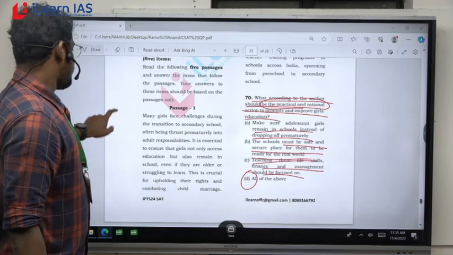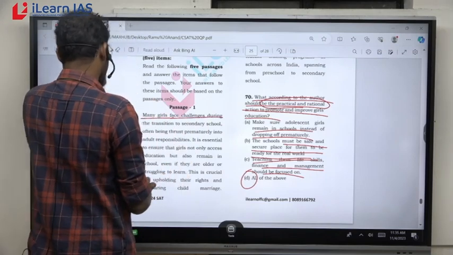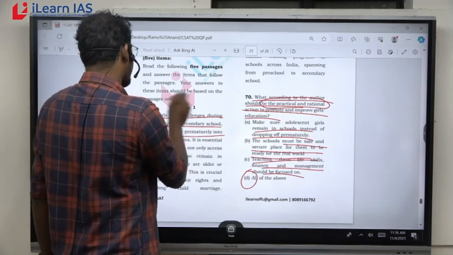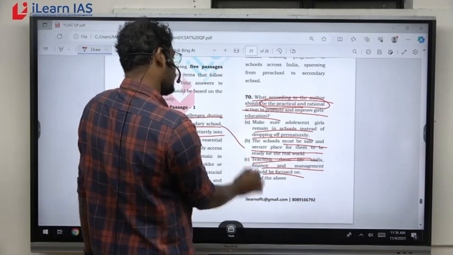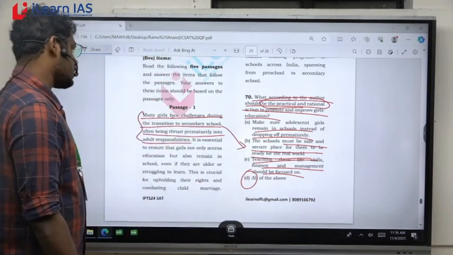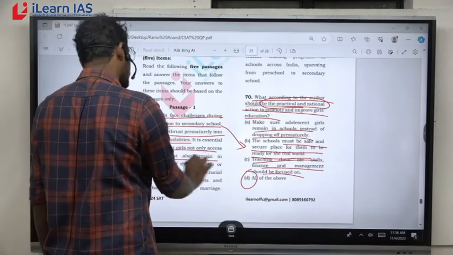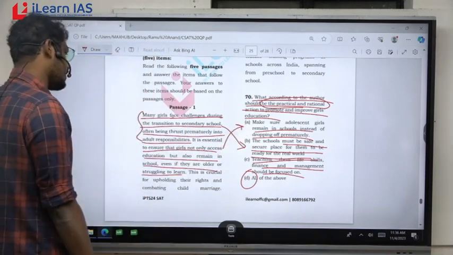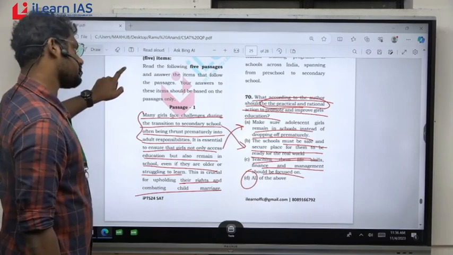Okay. The passage says many girls face challenges during the transition to secondary school, often being thrust prematurely into adult responsibility. Link with option B. Clear? Okay. It is essential to ensure that girls not only access education but also remain in school even if they are older or struggling to learn. Option A. This is crucial for upholding their rights and combating child marriage.